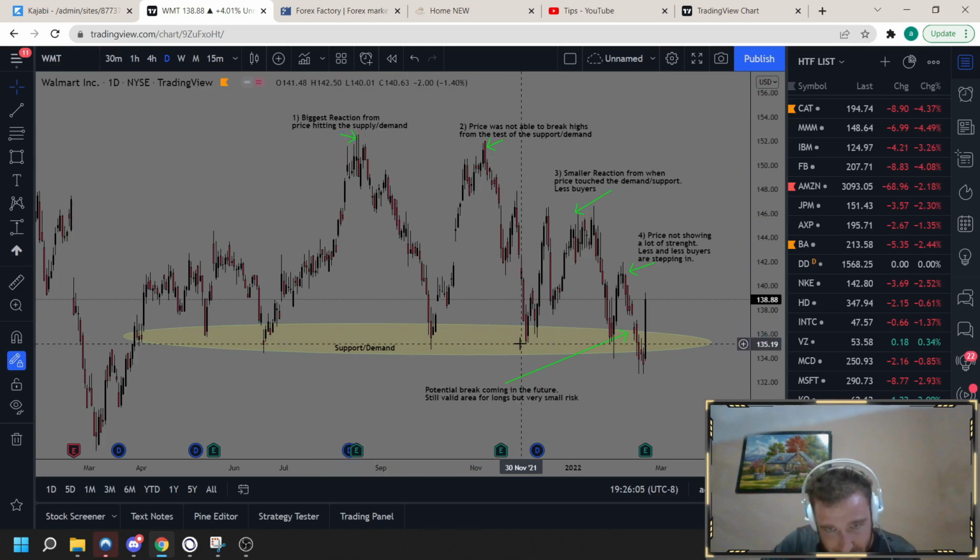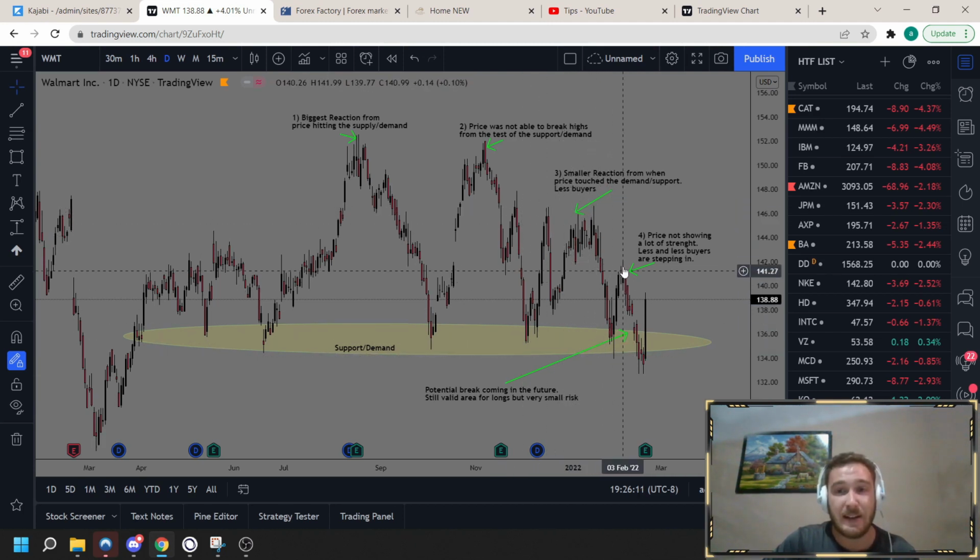Price pulled back again. It made a lot smaller move. It only went up this high. And now it went back down into it again, and it only managed to make this high. So that's telling me that less and less buyers are coming into the market each time it's coming into that area of demand.